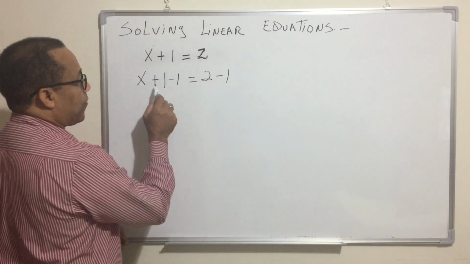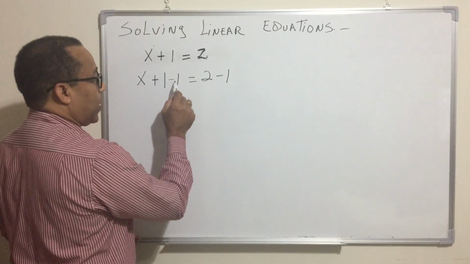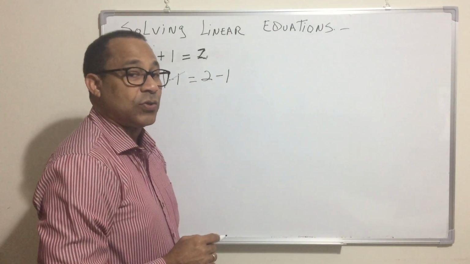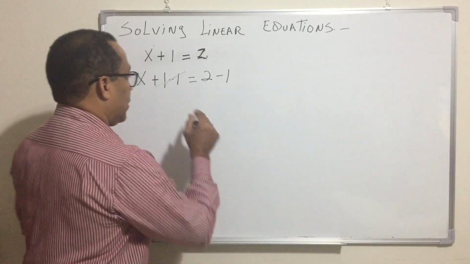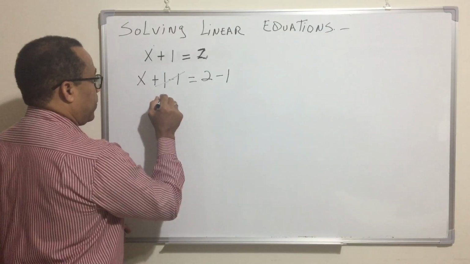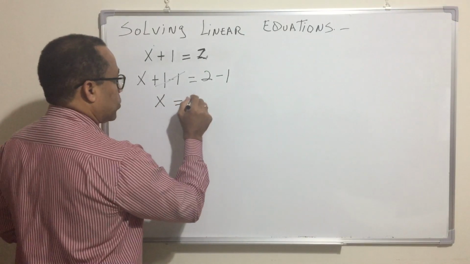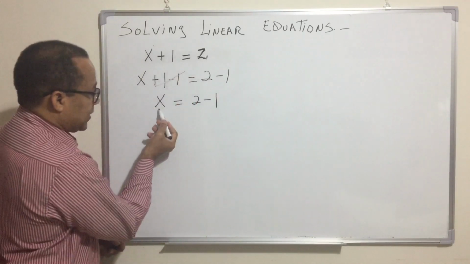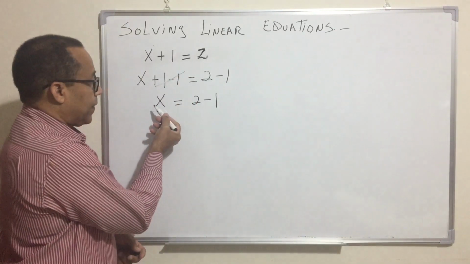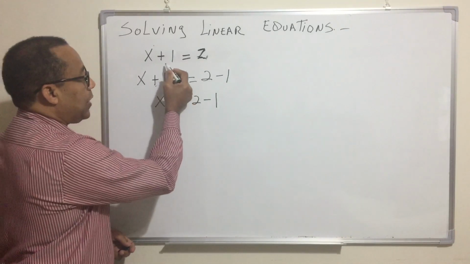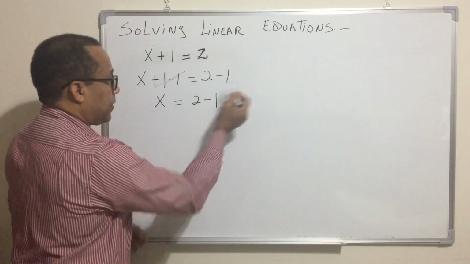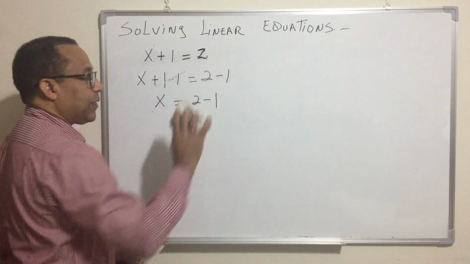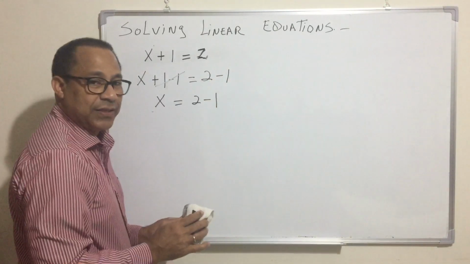But when you have plus 1 minus 1, this cancels out. Positive 1 minus 1 equals 0. So the equation will be x equals 2 minus 1. This is why the x stands by itself, because I just took the 1 and moved it to the other side. You don't need to show this step. This is just for you to understand it.